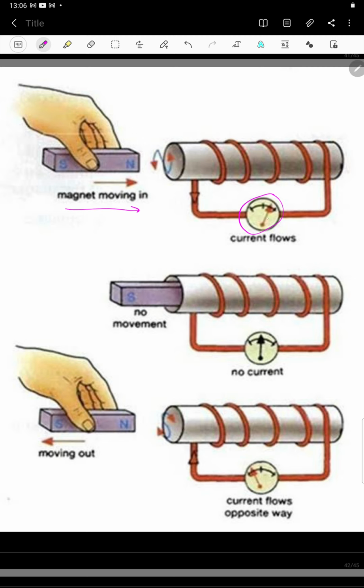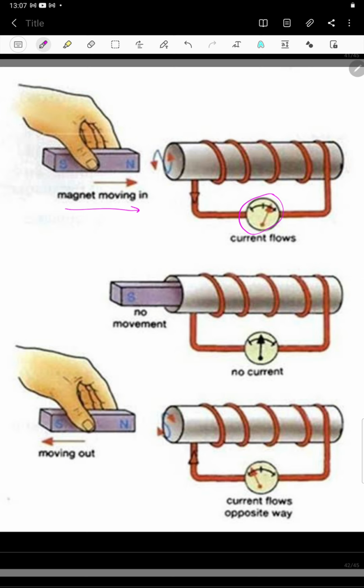Here the deflection you will get is in the positive direction if you move the magnet towards the coil. Another experiment he did: the magnet is placed inside that conductor or coil, then we do not get any deflection. So that is one experiment.